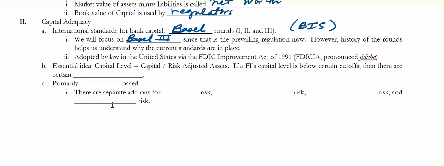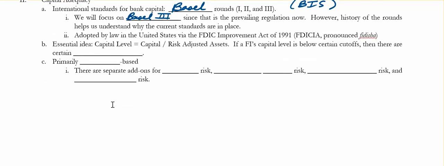Now, the standards that have been adopted internationally have been adopted by the US through law, and specifically we have the FDIC Improvement Act. This is commonly referred to as FDICIA. Now, the essential idea of capital adequacy is that we can calculate a capital ratio by dividing a bank's capital by risk-adjusted assets. And the risk-adjusted assets denominator is important because different banks can have different levels of risk.